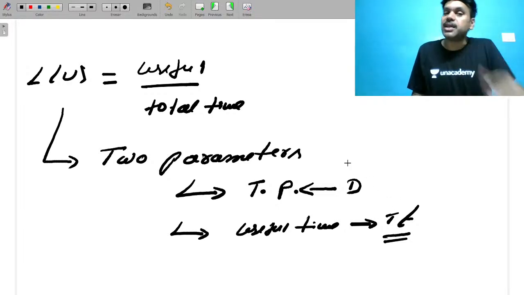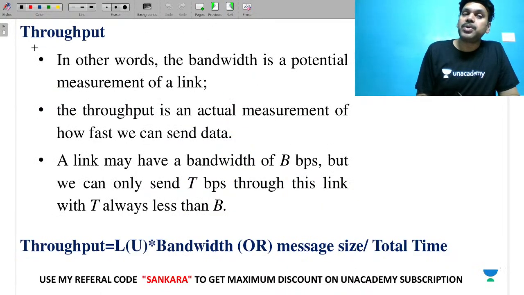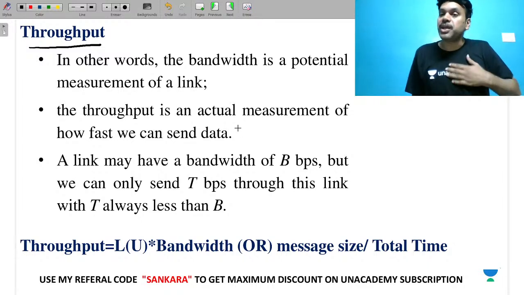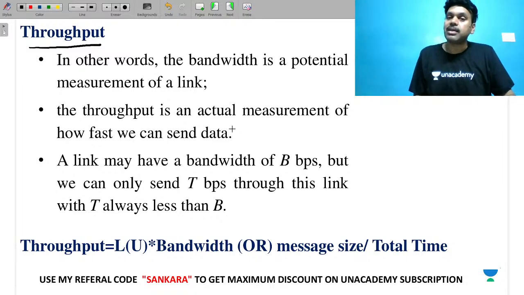If you know the link efficiency, I can find the throughput. So what is throughput? Throughput is nothing but the actual transmission of your data. I have been given 100 Mbps, but I cannot use all of the 100 Mbps because of so many delays in that. That's why throughput is actual transmission.